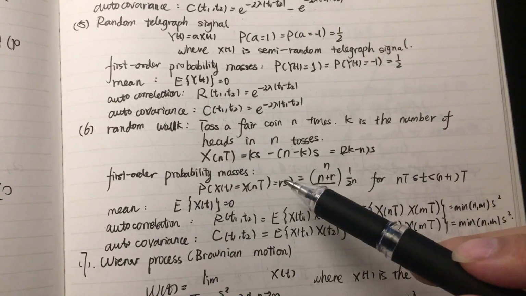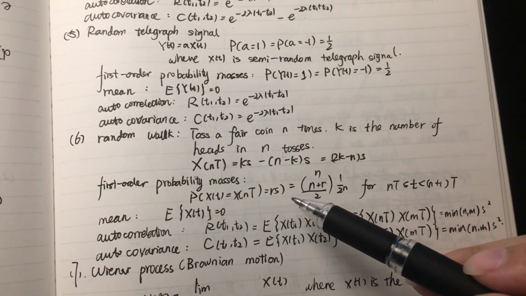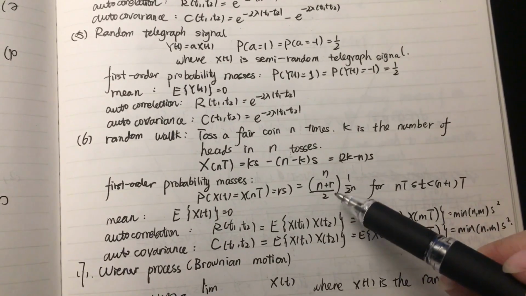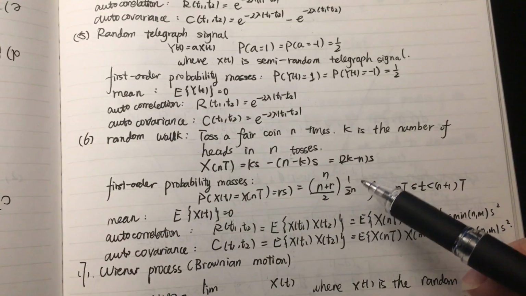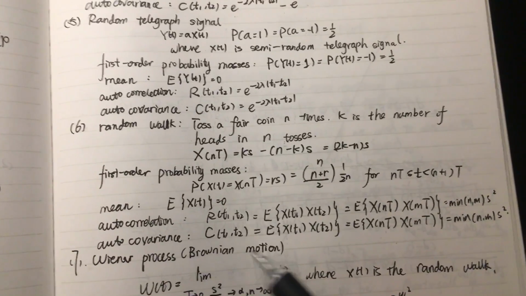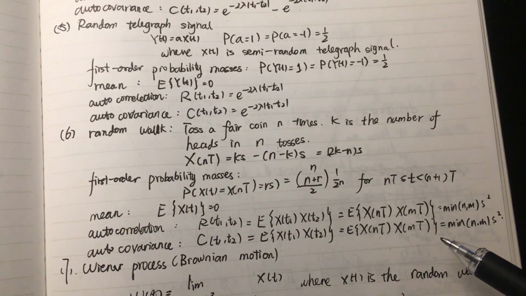The first order probability mass is equal to P equal to this, like a matrix, n choose (n plus r) over 2, times 1 over 2 to the power of n. Its mean is equal to 0, and its autocorrelation and autocovariance are equal to the minimum value of n or m times s squared.